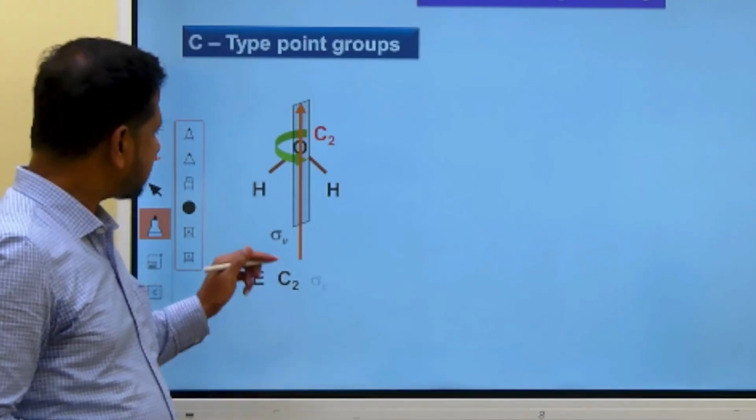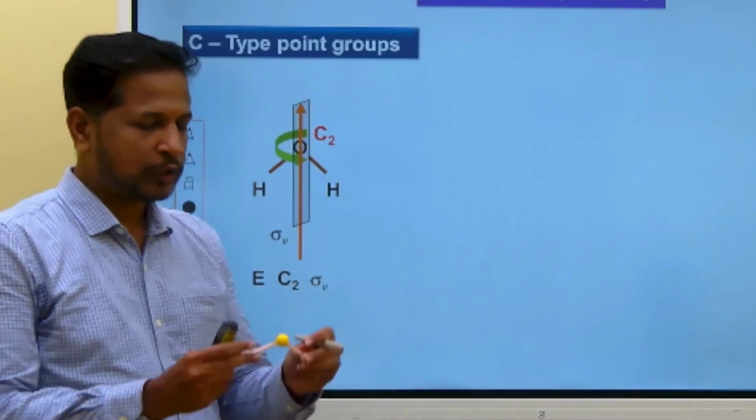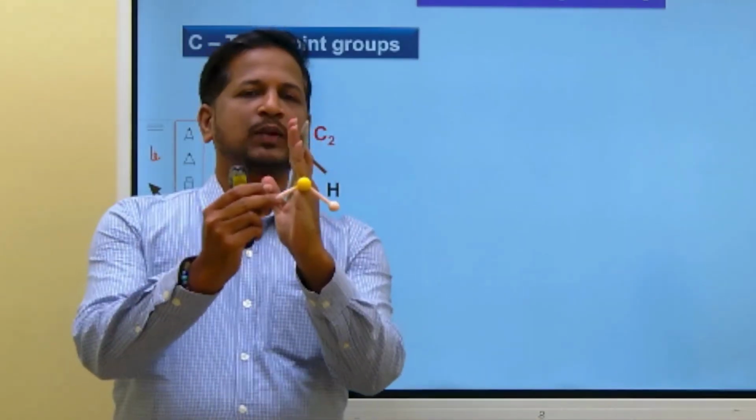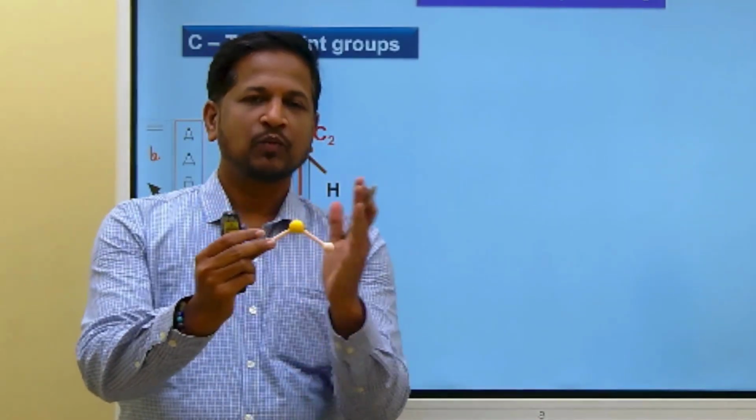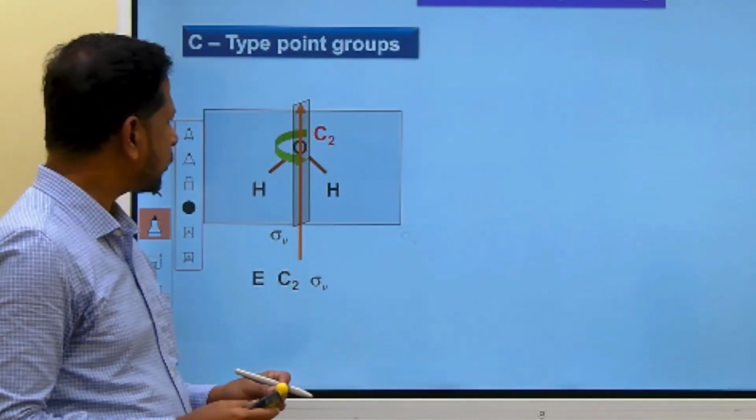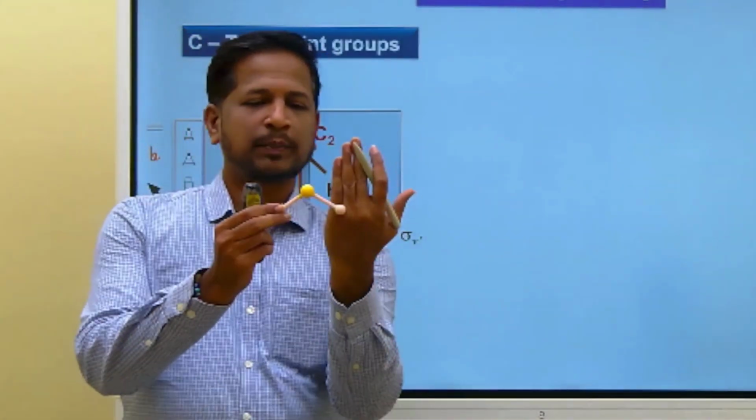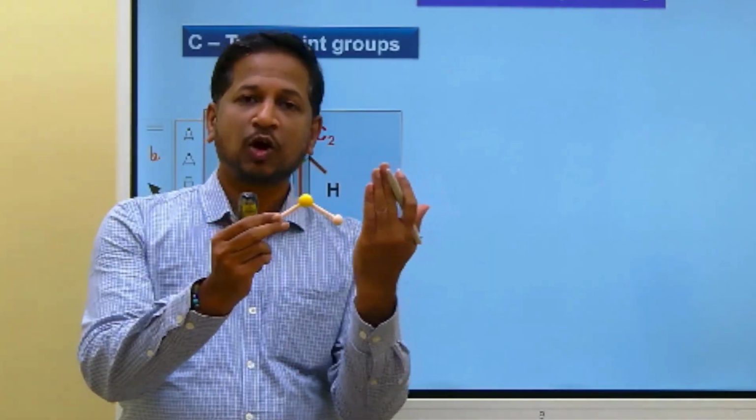Then there is a sigma vertical plane present in the molecule. This plane divides the molecule into two halves, which are mirror images of each other. There is another plane present in this molecule. This is also a vertical plane. So remember, this is not a horizontal plane.